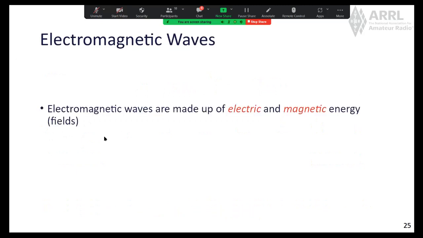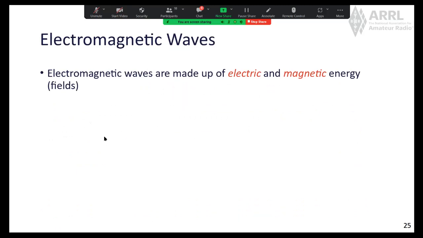Electromagnetic waves. Electromagnetic waves are made up of electric and magnetic energy. When you put a signal into an antenna, current moving in the antenna creates a magnetic field. As the magnetic field collapses at the frequency at which you're transmitting, it generates an electric field. This electric field radiates from the antenna.